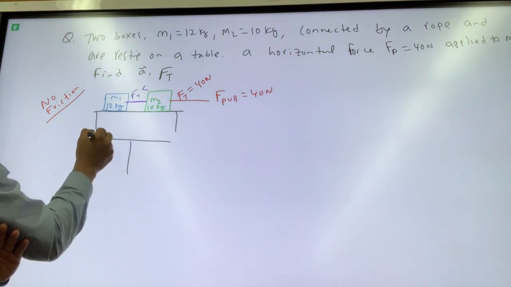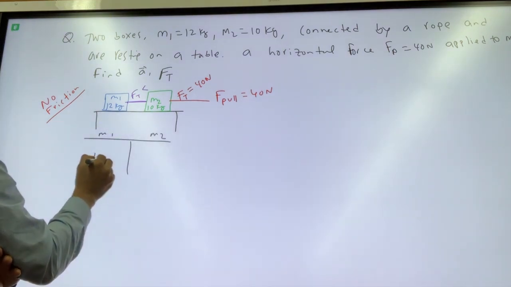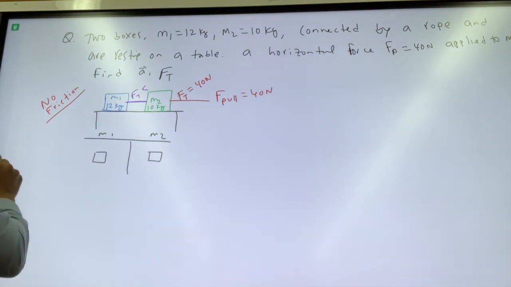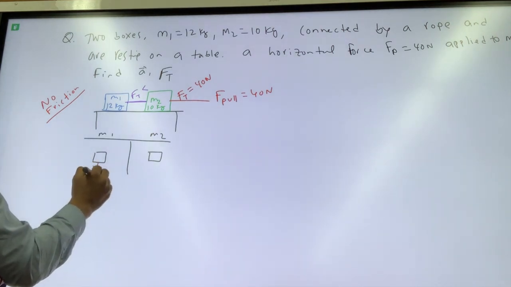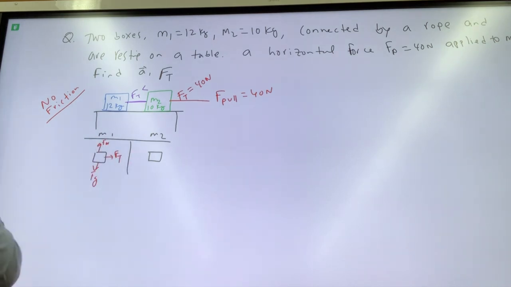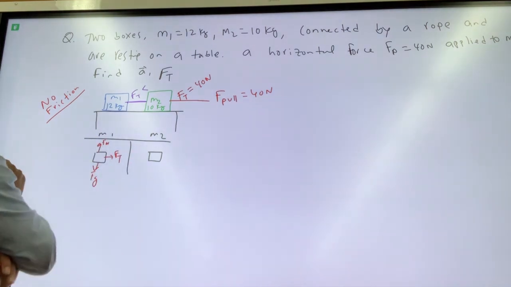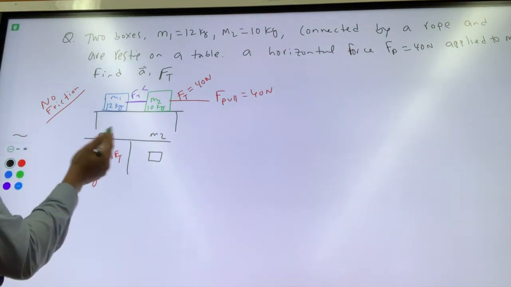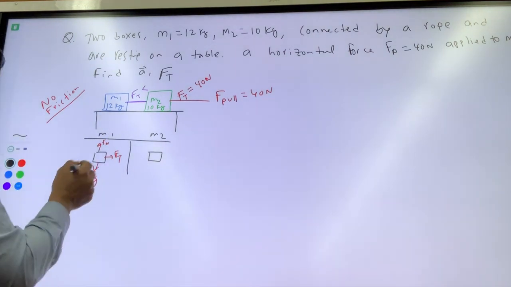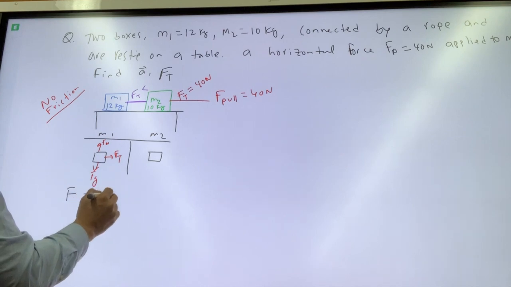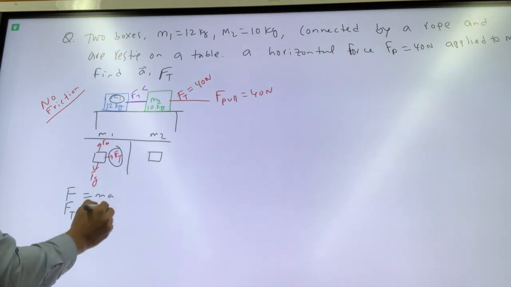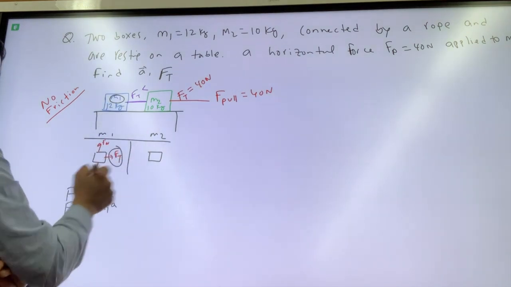So this is our M1 and this is our M2. The first thing we're going to draw is Fg, and this is FN, this is FT. Okay, so I'm going to write an equation out of this. For the forces in the y direction, there is no acceleration, so we're not going to care about the forces in the y direction. So F is equal to ma. So Ft is equal to m1a.